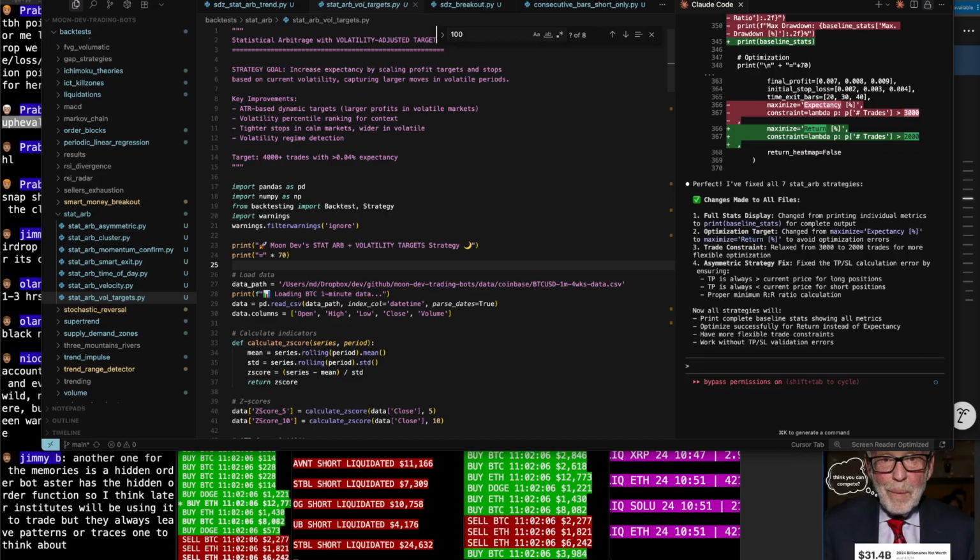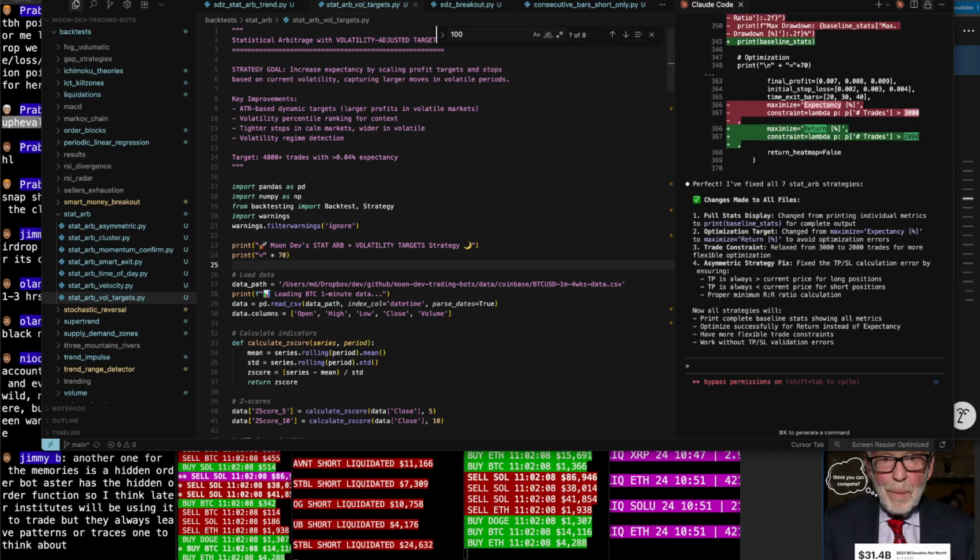Jimmy says another one for the memories is a hidden order bot. Aster has hidden order functionality, so I think later institutions will be using it to trade, but they always leave patterns or traces.